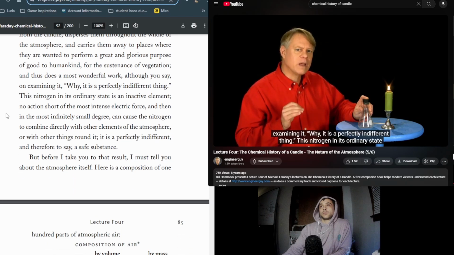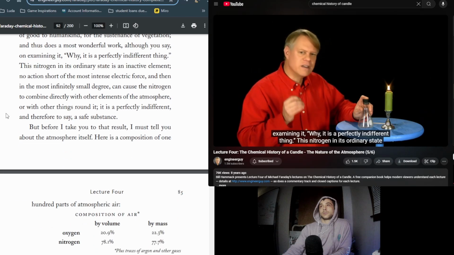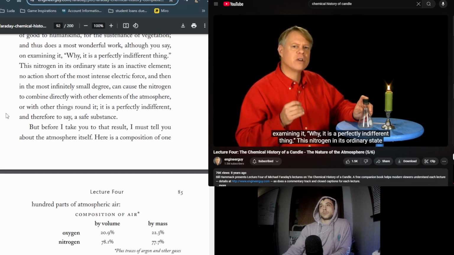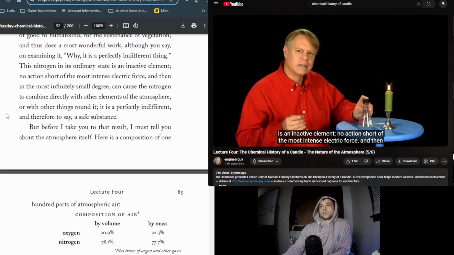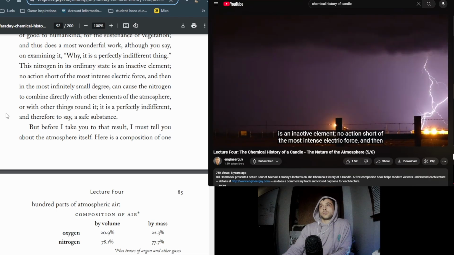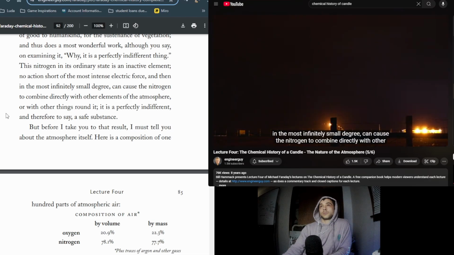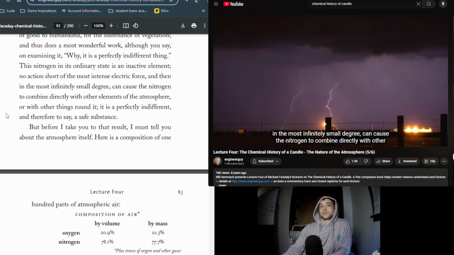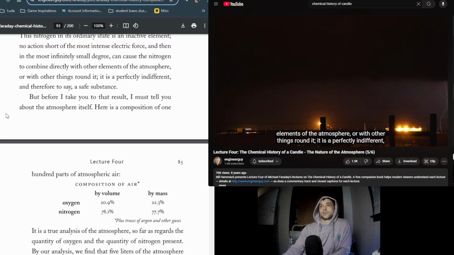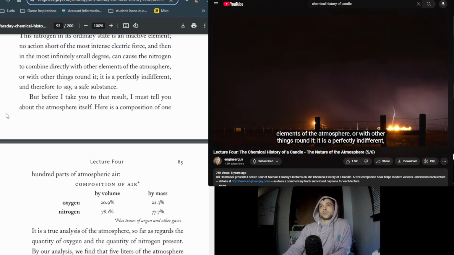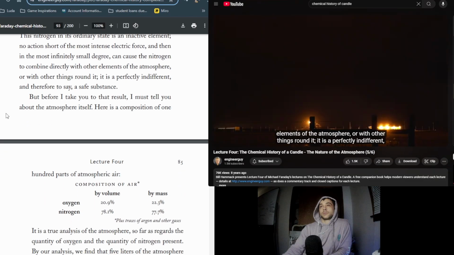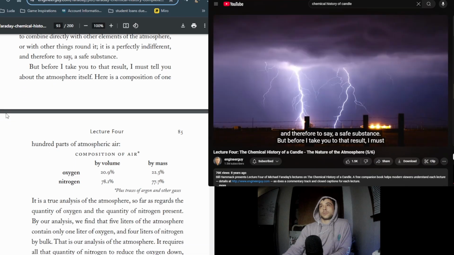Although you say on examining it, why, it is a perfectly indifferent thing. This nitrogen in its ordinary state is an inactive element. No action short of the most intense electric force, and then in the most infinitely small degree, can cause the nitrogen to combine directly with other elements of the atmosphere or with other things round it. It is a perfectly indifferent, and therefore, to say, a safe substance.